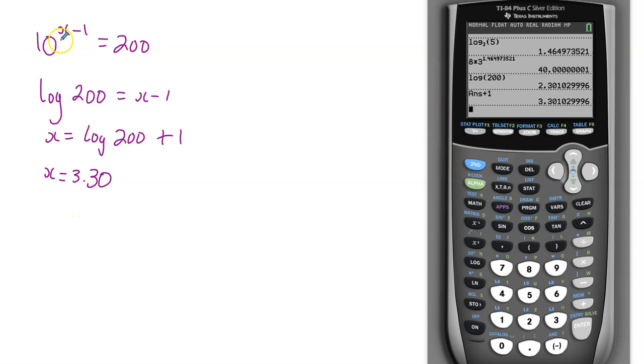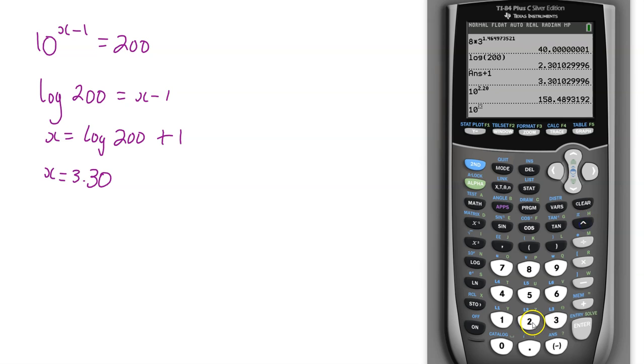So if I did 10 to the 2.20, we're going to get really close to 200. Sorry, 2.30, 10 to the 2.30. That's much closer to 200, 199.5.